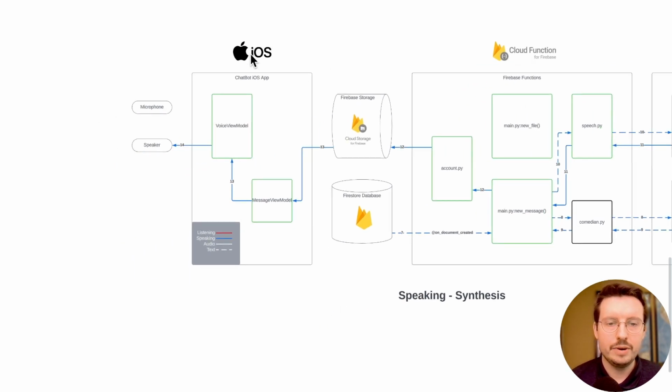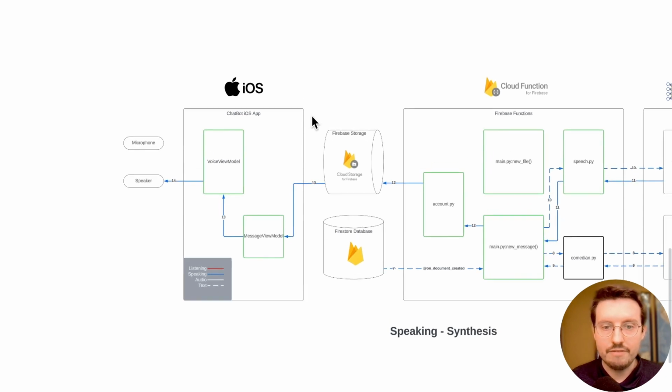develop the iOS side of the speaking or synthesis, so we can take the file that was added to Firebase storage and play it through the speaker. First, we'll be changing the message view model so that it can listen to the Firebase database for the message document to have an audio field added. Then it will download the audio file from Firebase storage and pass it on to the voice view model. And the voice view model will actually play it through the speaker of the iPhone.